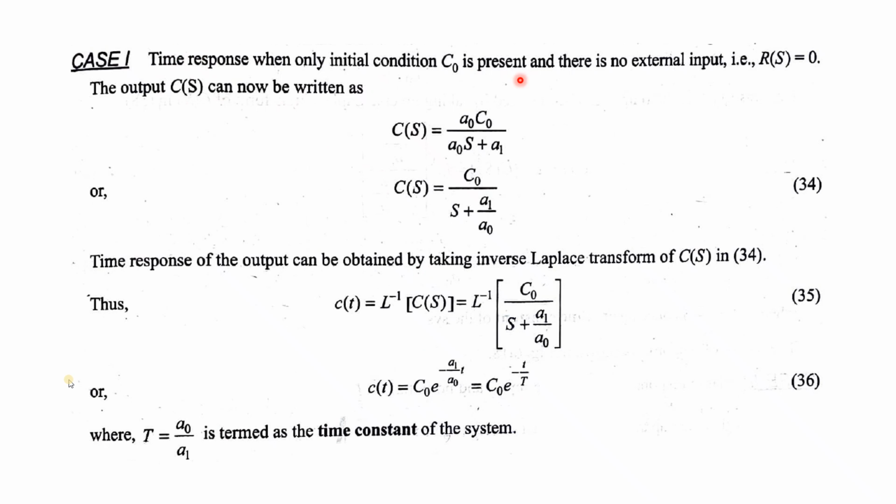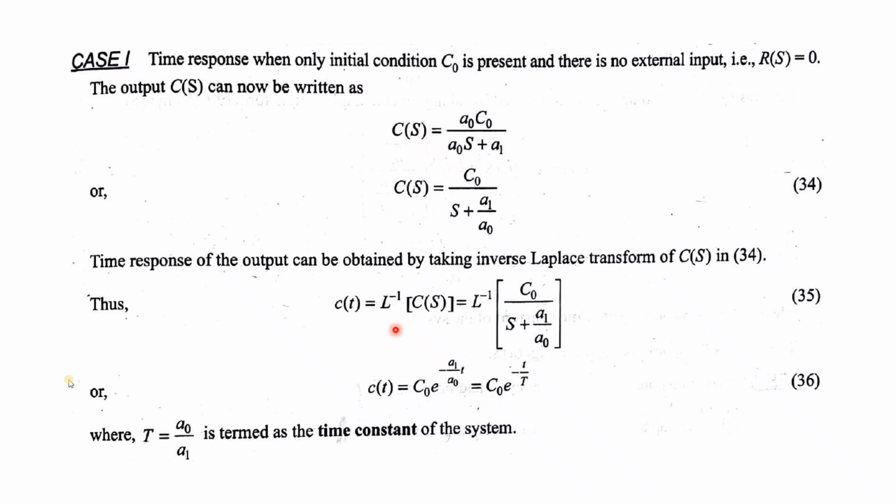Did you understand this part? Yes, sir. Okay. So in case 1, what was there? It was shown that only C0 is the input. So C0 is input, so CS equals something like C0 by S plus A1 plus A0, A1 by A0.